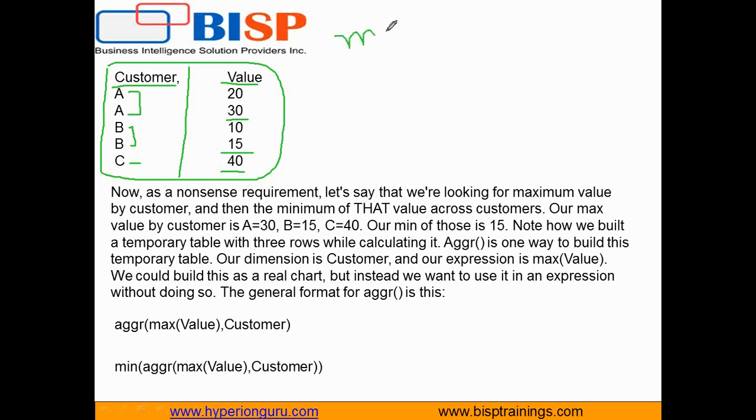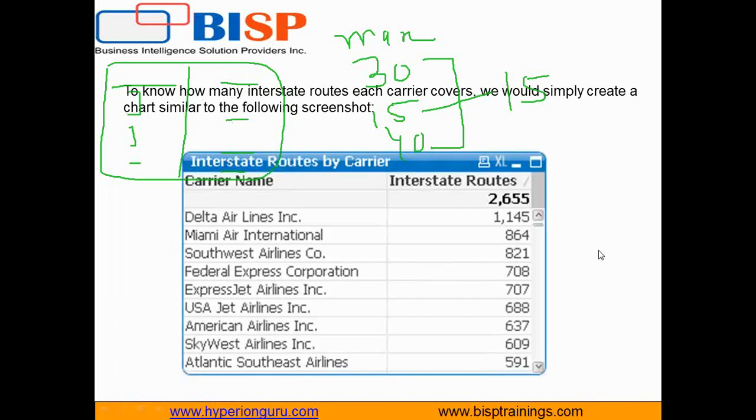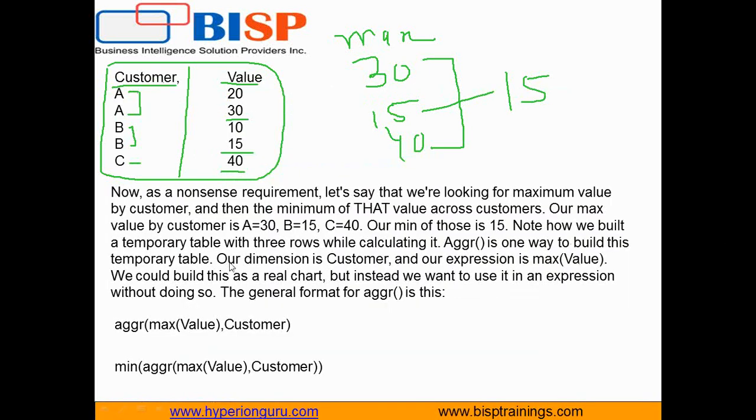If we want to calculate the minimum out of those, first of all we get the maximum value. So the maximum value based on the customer is 30, then 15, then 40. And if we want to get the minimum value out of this result, the minimum value is 15. So we will do this by using the aggregation function: first we'll get the maximum value and store it in a table, and then we'll run another aggregation function on that temporary table and pull out the minimum value.